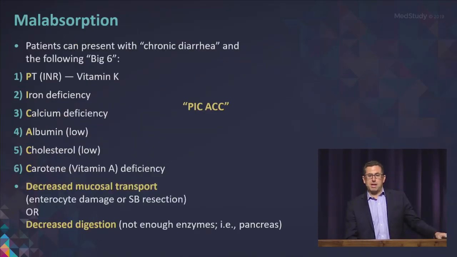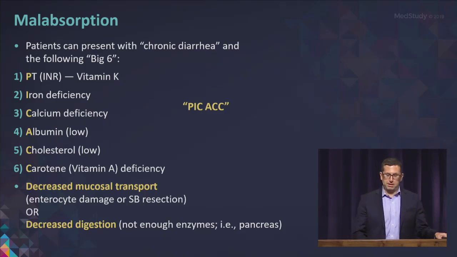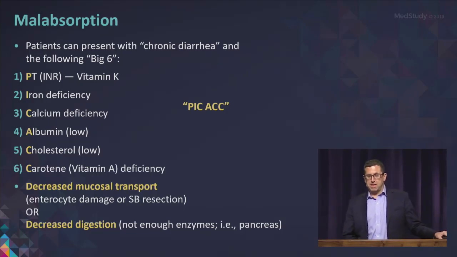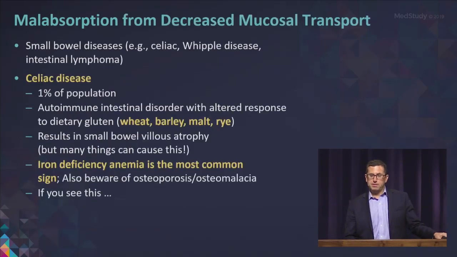All right, so we're going to talk about malabsorption. In malabsorption, patients present with chronic diarrhea and a variety of other manifestations, including elevated INR, iron deficiency, calcium deficiency, low albumin, and others. There are really 2 main categories of malabsorption, or 2 ways to think about it. There's decreased mucosal transport, which could be either due to enterocyte damage or small bowel resection, or there could be decreased digestion, so not enough enzymes, for example, in pancreatic insufficiency.